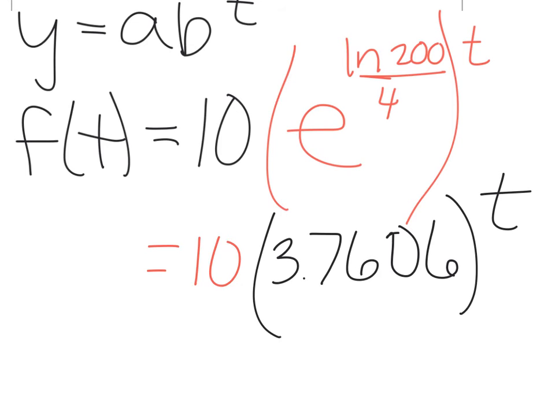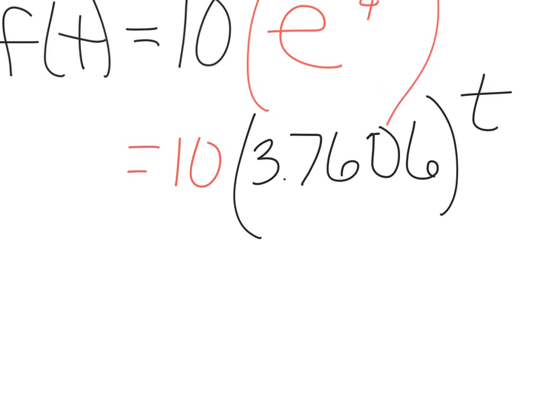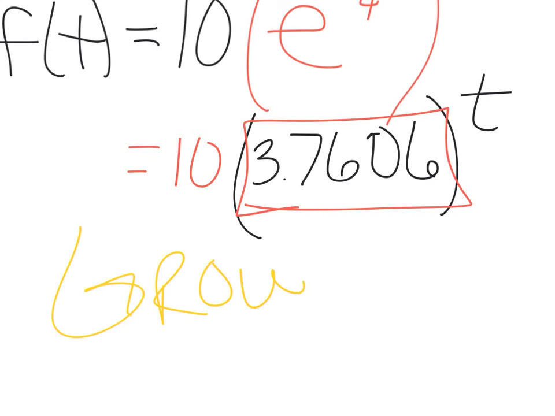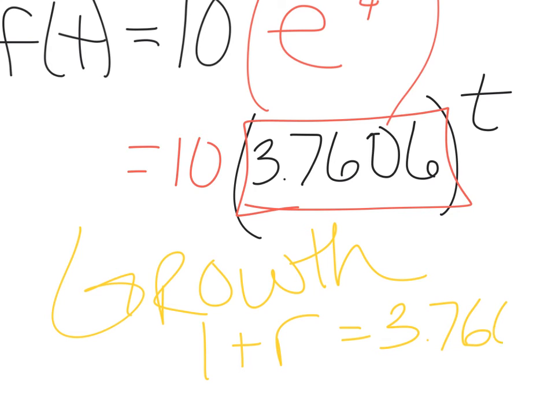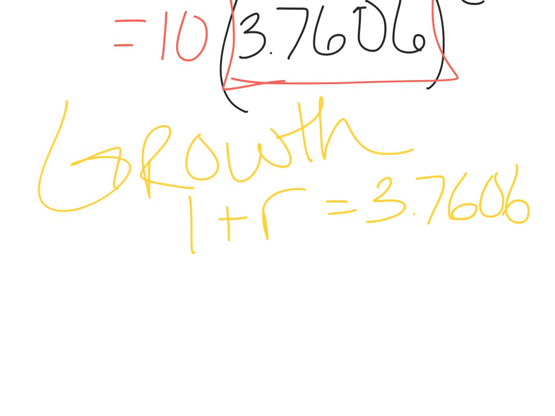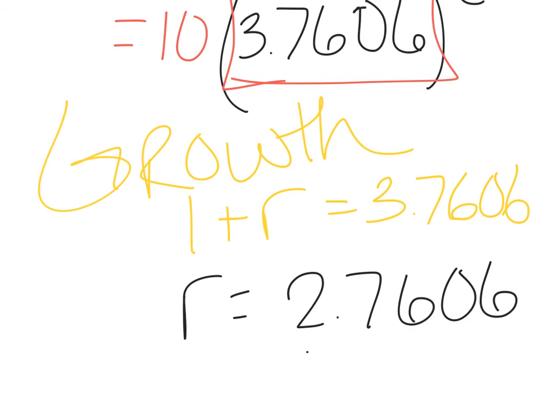So now I can be very clear and answer this question whether it's exponential growth or decay. Since this number is greater than 1, I know I have exponential growth. Can I figure out what rate it's growing by? Of course. Well, it's growth. 1 plus r has to equal 3.7606. Subtract that 1 over, and I get 2.7606. And if I move that decimal, it's growing at a rate of 276%.